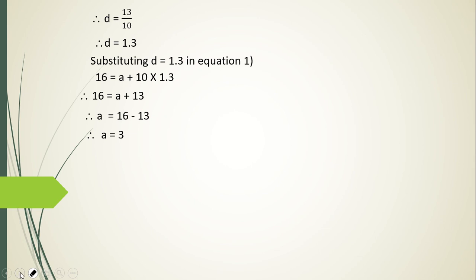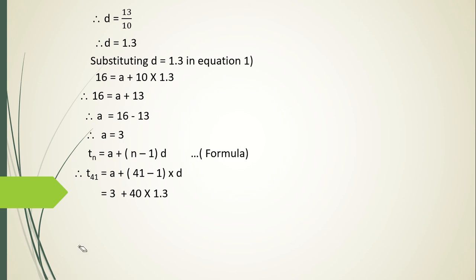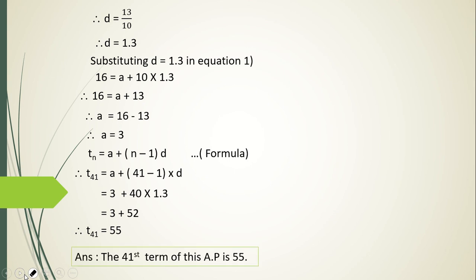T of 41 is what we are asked to find, right? So therefore T of 41 is A plus 41 minus 1 into D. A we got 3, 41 minus 1 into D is 1.3. Just substitute that in the formula and we will get the 41st term to be 55. So the 41st term of the AP is 55.